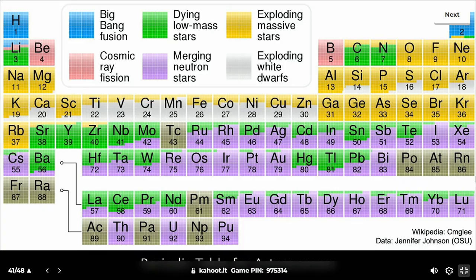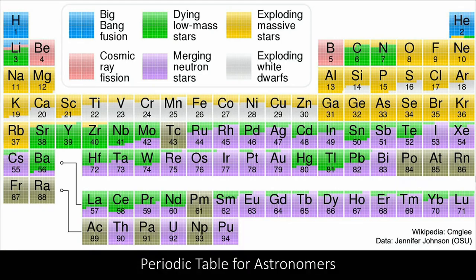The perhaps more scientifically interesting periodic table looks something like this. The different colors describe how these elements are formed. So hydrogen is all from the Big Bang, helium is mostly from the Big Bang, and then some of it is built up in low mass star nuclear reactions.